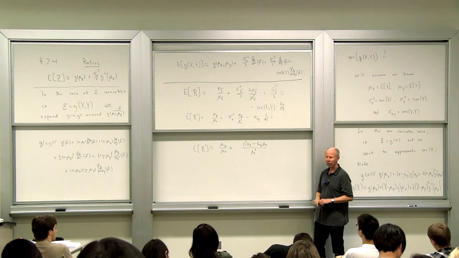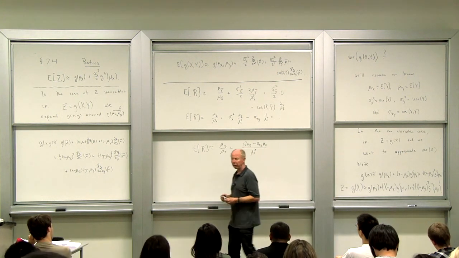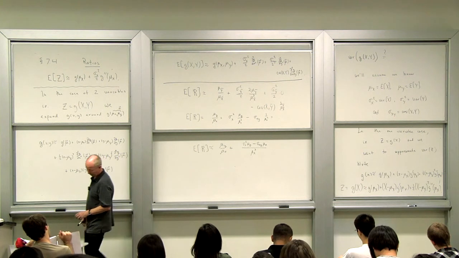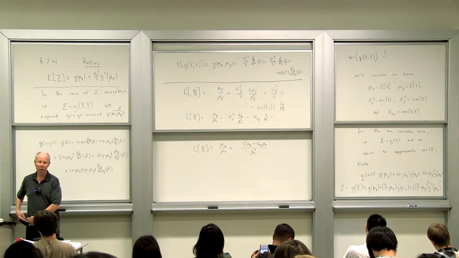Okay, so I think there are some exercises. We'll do the variance of R next time, and then do confidence intervals for ratios.